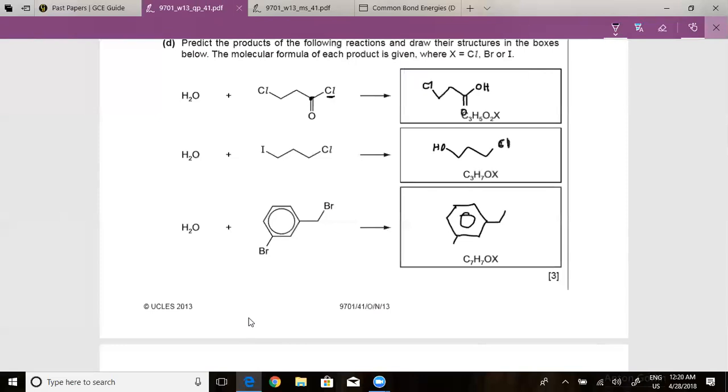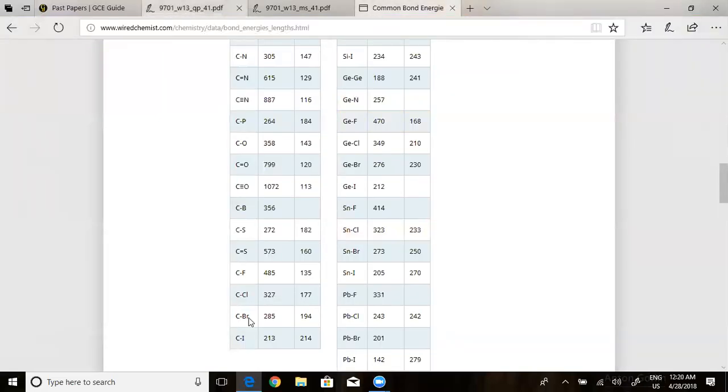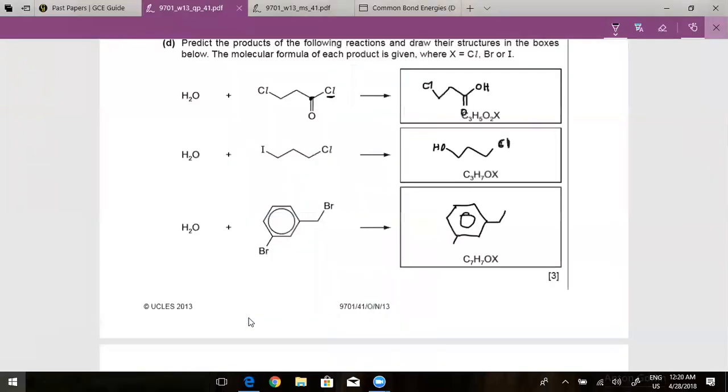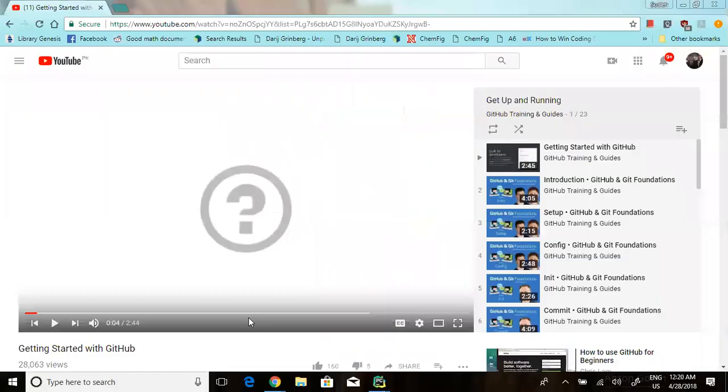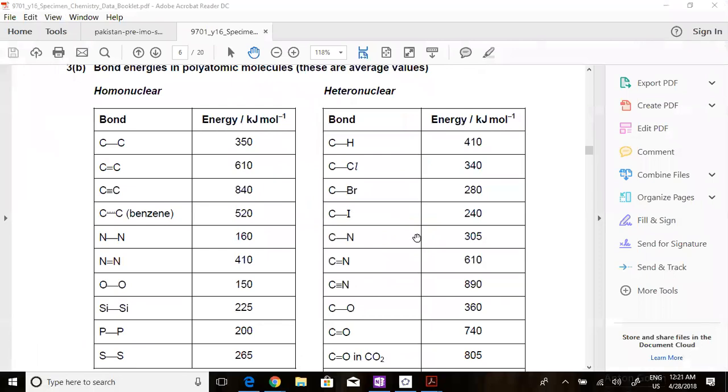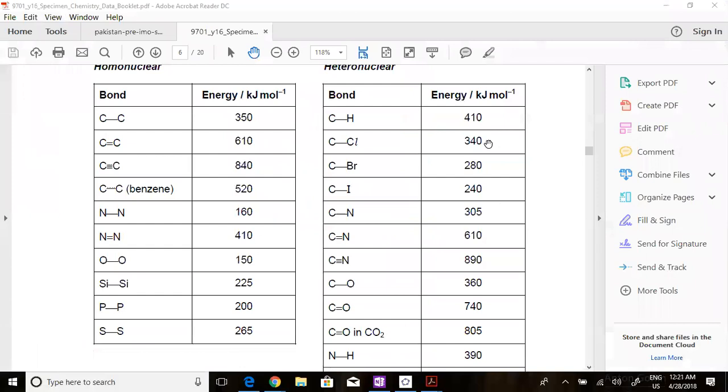Yeah, I don't think this Br goes. I'm pretty sure. Let's check bond energies. When you don't know anything, check bond energies. Both are carbon and Br, so let's check C-H and C-Br. C-Br is 280. C-H is 410. But which Br goes though?